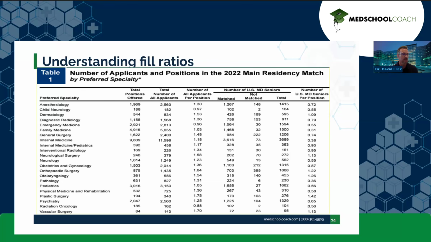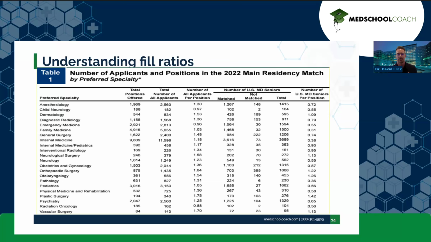So take a look at dermatology, 1.53. There's roughly 1.5 people for every 1 spot, okay? Look down there at family medicine, and that number is 1.03. So very, very close to essentially 1 spot for every applicant.